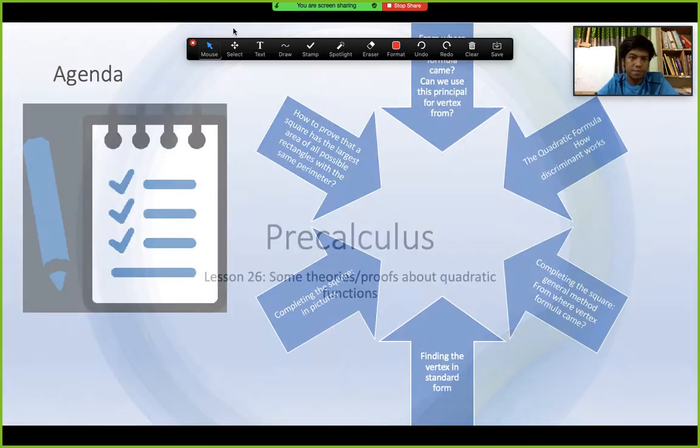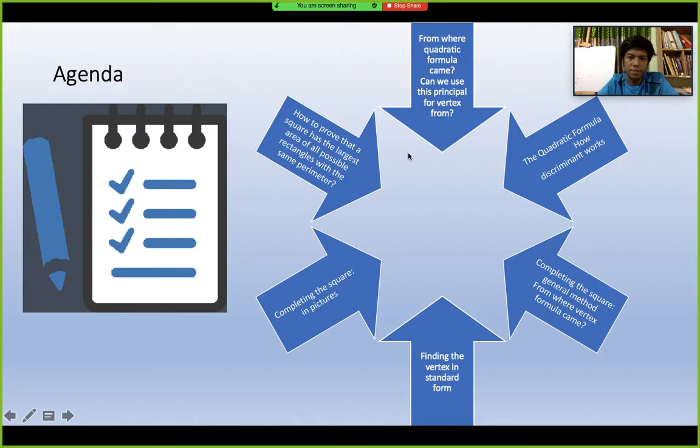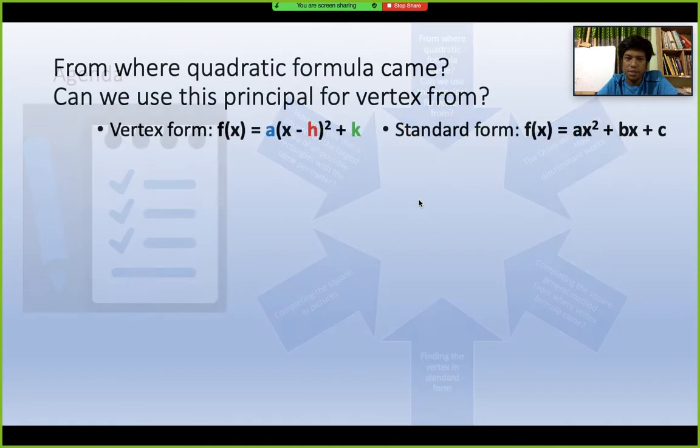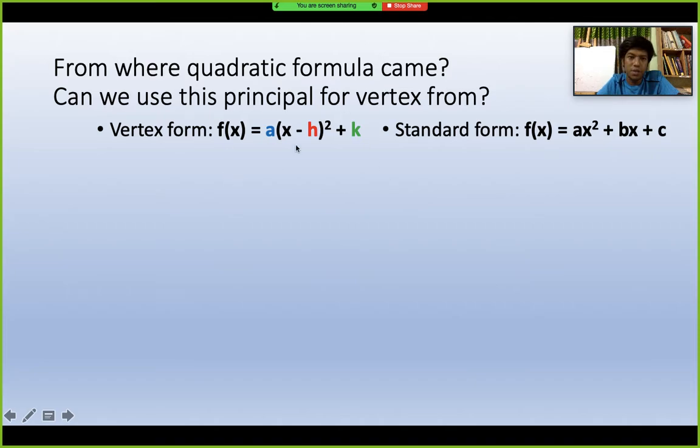First, this is the agenda for today's class, for this lesson: these different forms and how they are related to one another. First is the vertex form and then the standard form. Actually, we can interchange them, and we can also find the x-intercepts from the vertex form, and from here also. Of course, they will give us the same answer.